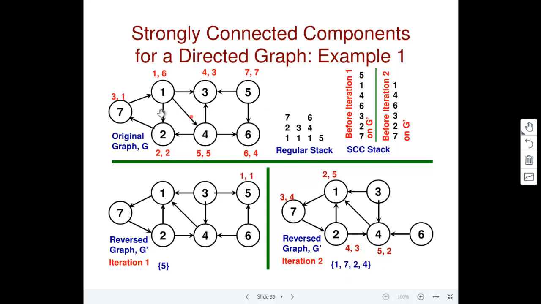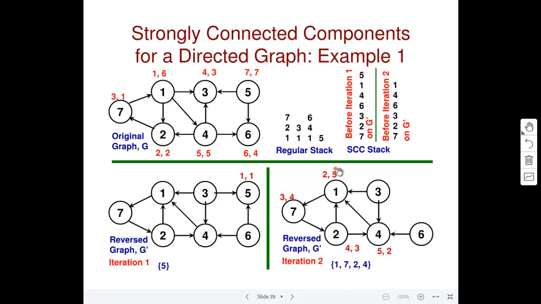You run depth first search on the given directed graph and make use of the regular stack to just keep track of the order in which vertices are pushed and popped out. And as the vertices get popped out of the regular stack, push them to this SCC stack. So this is now the SCC stack with vertex 5 on the top of it.